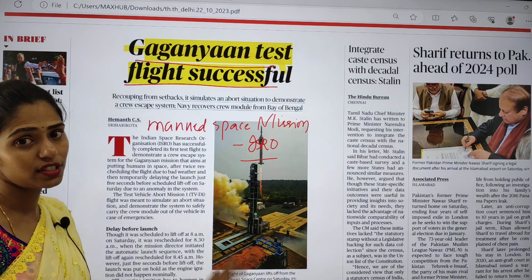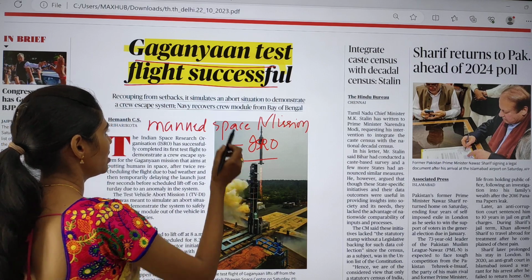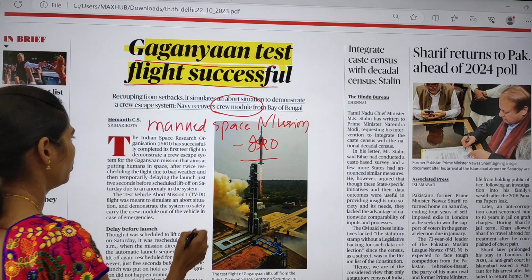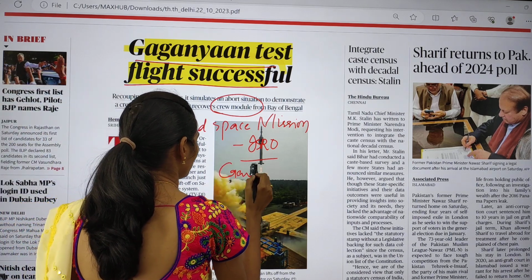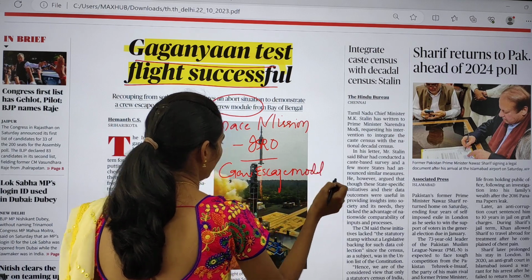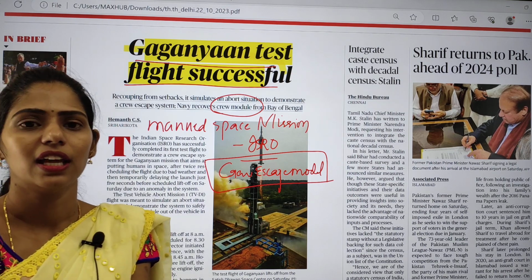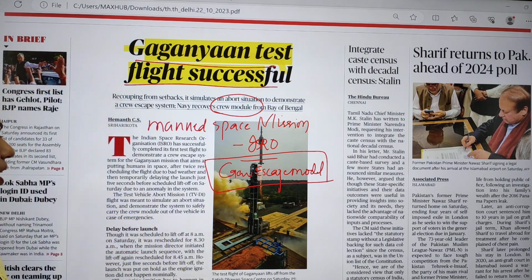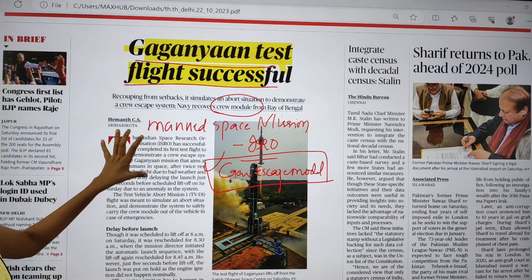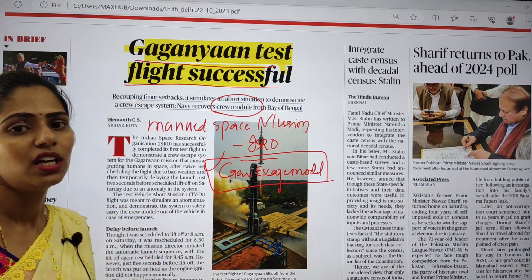So here the safety of these astronauts is also very important. For the safety of these astronauts, we have the crew escape model in this Gaganyaan mission, so that astronauts can easily escape if there is any problem. You have to know what this crew escape model is and what the significance of this mission is, and what we are going to get after this mission is done.